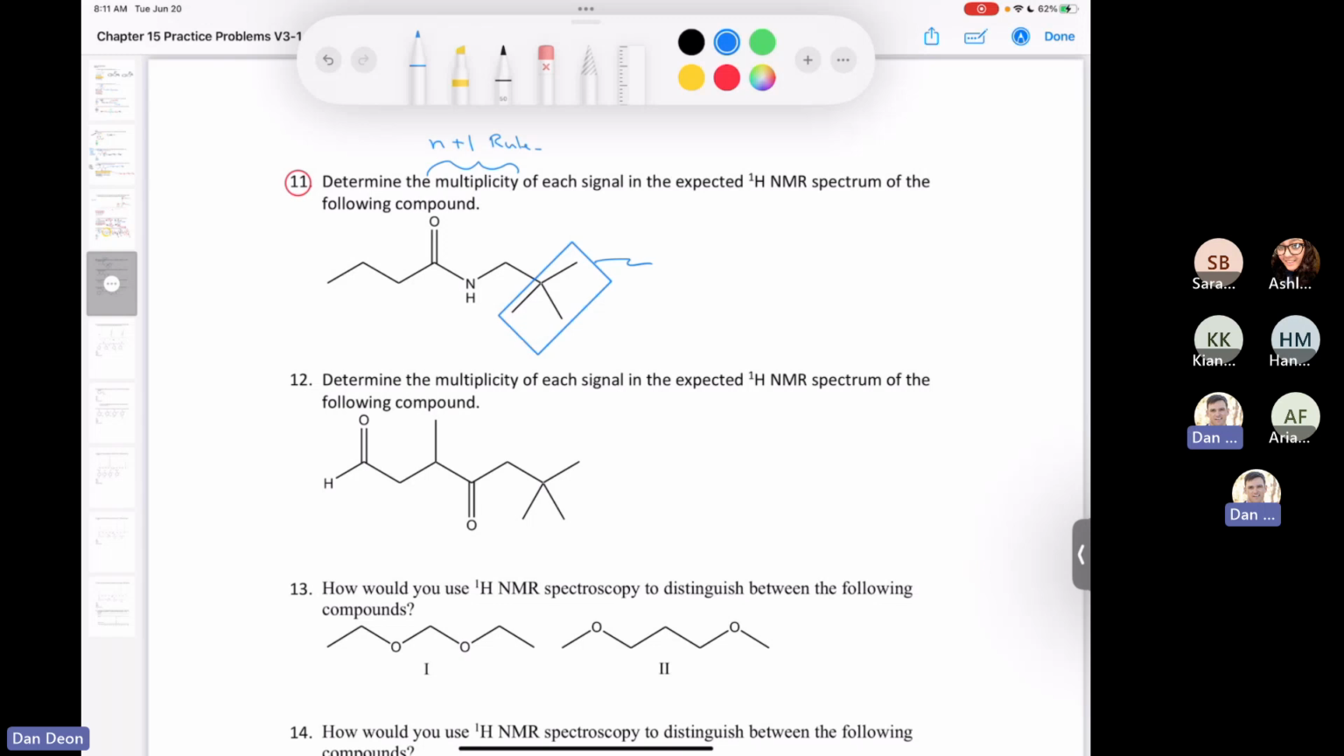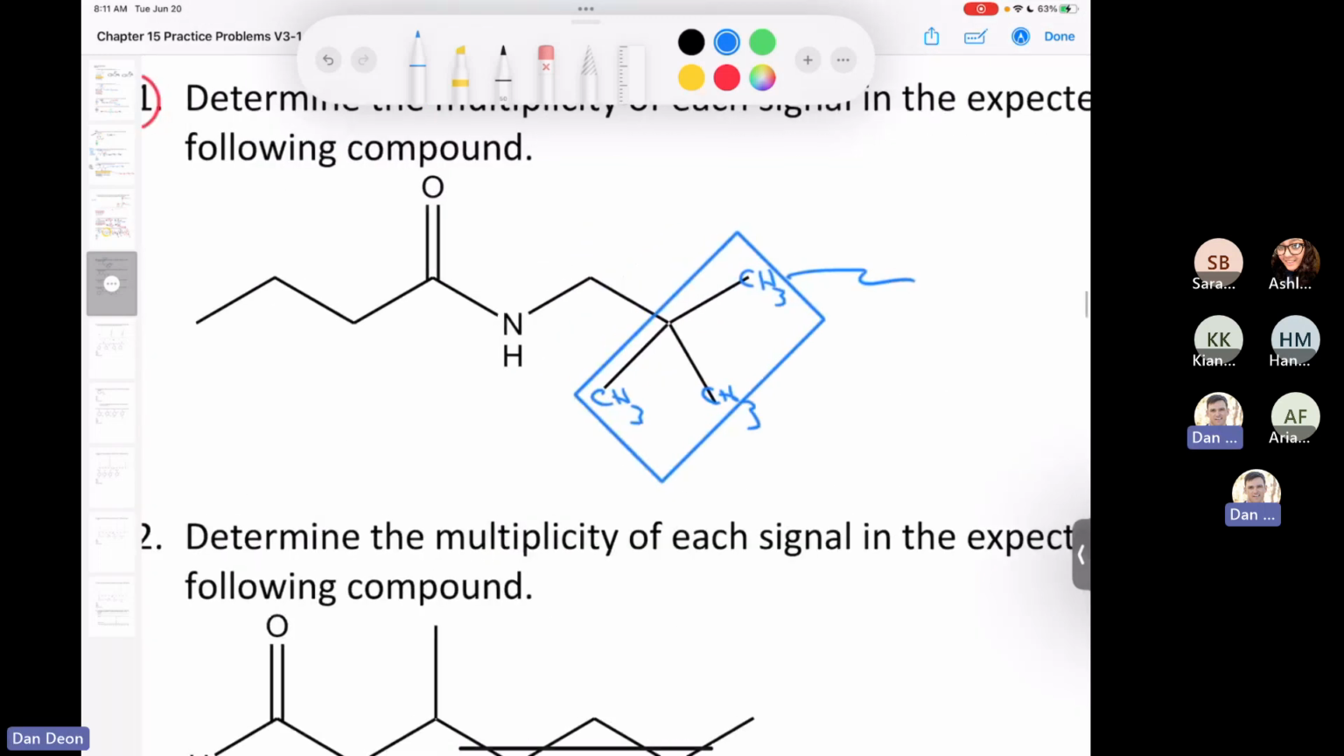Well, the answer is I'm going to get no splitting for these because I have 9 protons, CH3, CH3, and CH3, right? So I have a total of 9 protons that are chemically equivalent. And the reason these are all chemically equivalent is because I have free rotation around this sigma bond. So there's no differentiation between any of these 3 methyl groups. And none of them are coupled to any protons, right? They're all equivalent, so they don't split each other. And they're all attached to this carbon, which has no protons on it.